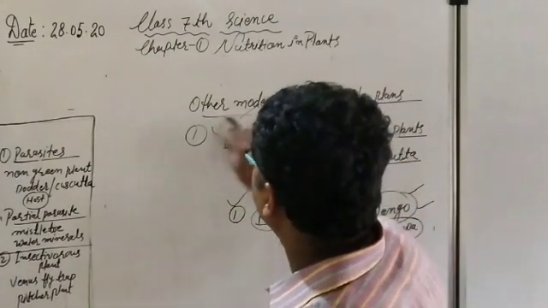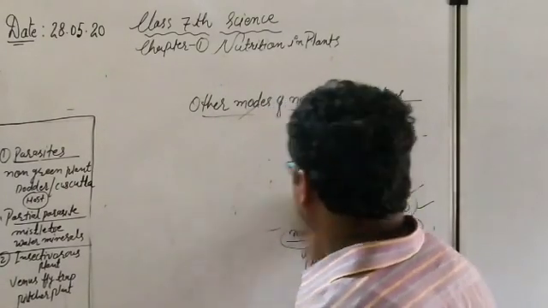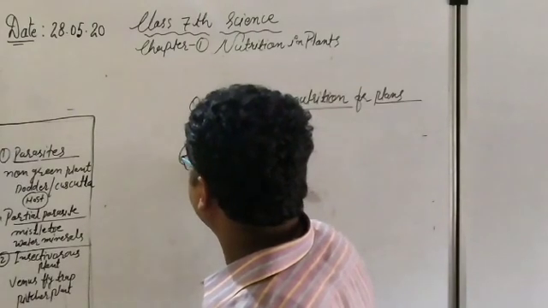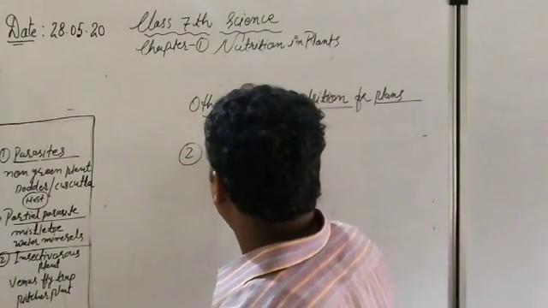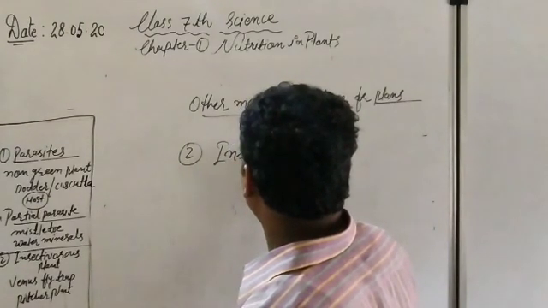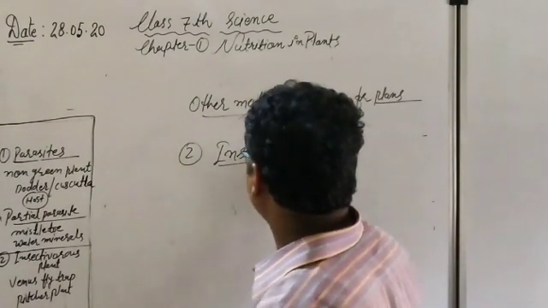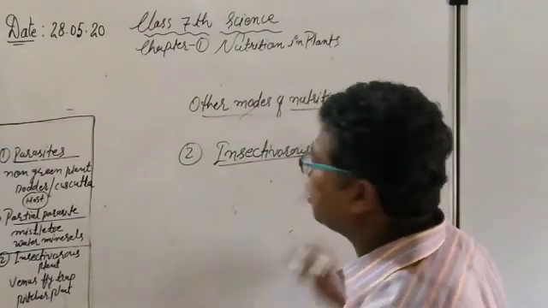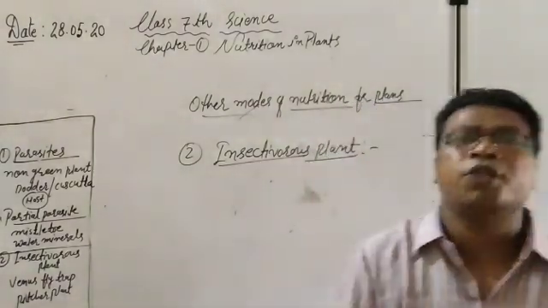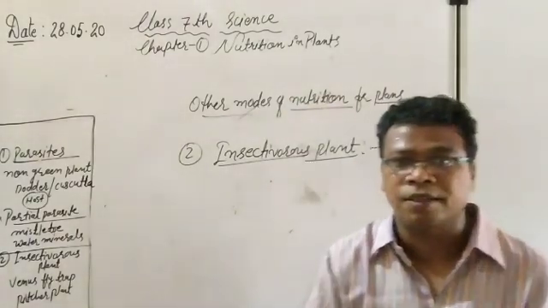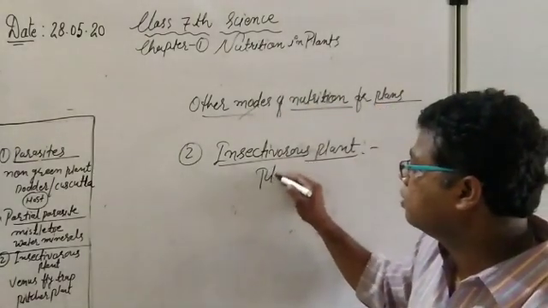Our next mode of nutrition is the insectivorous plant. What is the meaning of insects? Already we know. So, insectivorous plant. Very easy definition. Insectivorous plant means the mode of nutrition where plants get their food from insects.